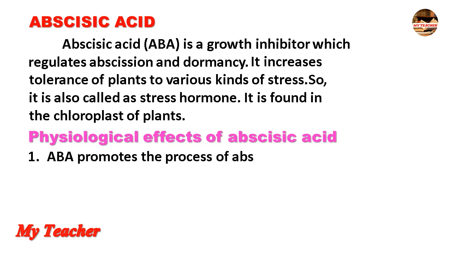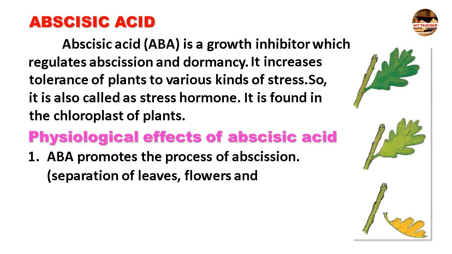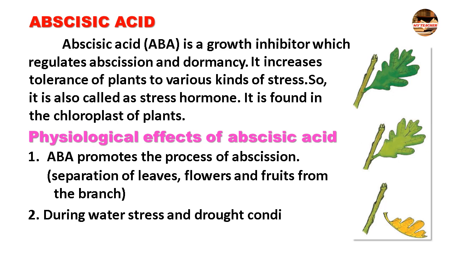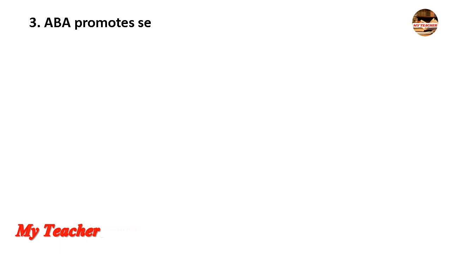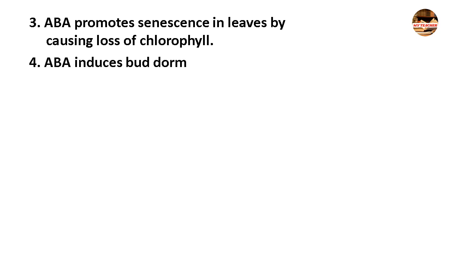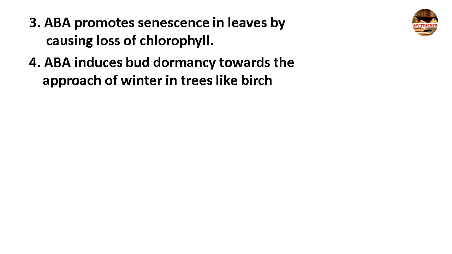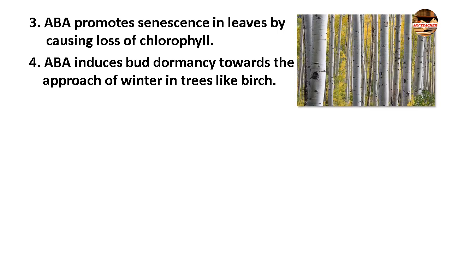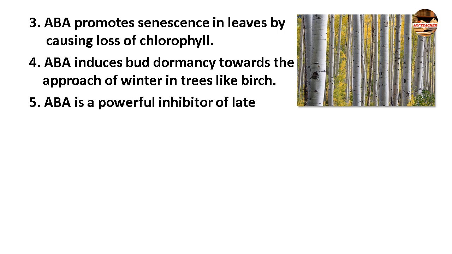Physiological effects of abscisic acid. First one, ABA promotes the process of abscission. As we have discussed earlier, separation of leaves, flowers and fruits from the branch. It is called abscission. Second point, during water stress and drought conditions, ABA causes stomatal closure. So, it can save the plant from water loss. Third point, ABA promotes senescence in leaves by causing loss of chlorophyll. Fourth point, ABA induces bud dormancy towards the approach of winter in trees like birch. Fifth point, ABA is a powerful inhibitor of lateral bud growth in tomato.